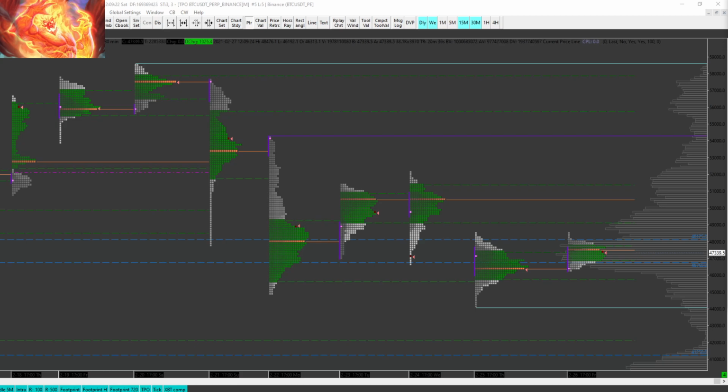So the standard TPO settings are 30-minute blocks. So you can see each one of these individual blocks within the day, and as time goes on, they're shaded. The darker the block is, the earlier in the day it is, and the lighter the block is, the later in the day it is.